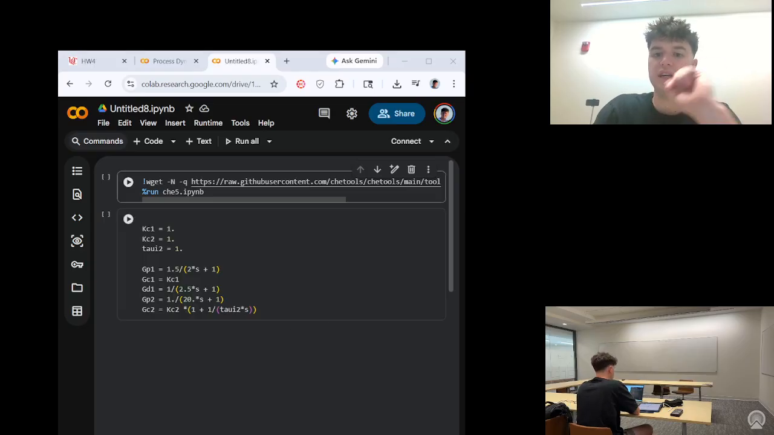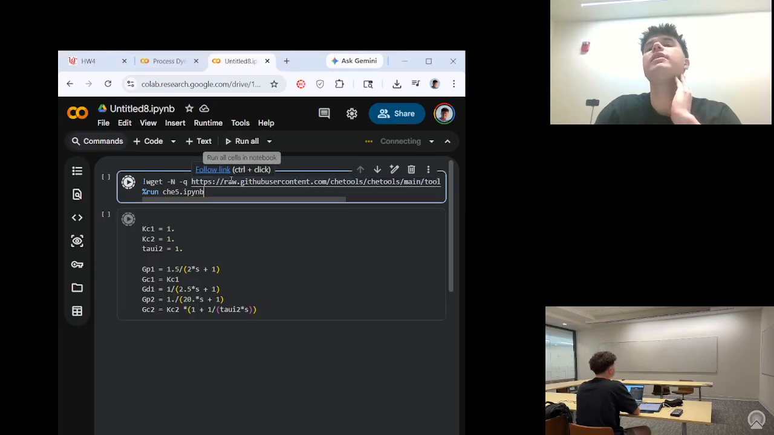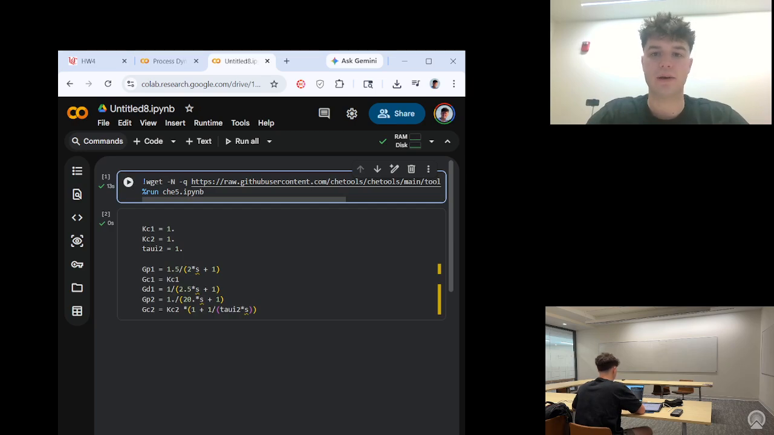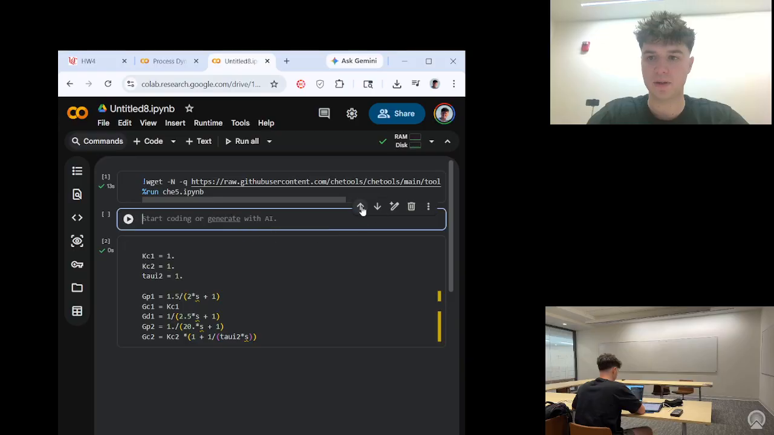Okay, so as you can see, I have inputted the variables already in the library. While we run our library in, I'm going to read you the variables. Obviously, KC1 and KC2 are 1, along with our tau initial 2. Our GP1 is going to be 1.5 divided by 2 times s plus 1. And our GC1 is going to be equal to our KC1. Then we have our GD1, GP2, GC2 values all respectively with their equations. Again, this was all given to us in the problem statement. And so now we can begin the coding process.